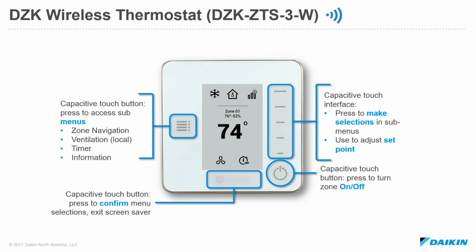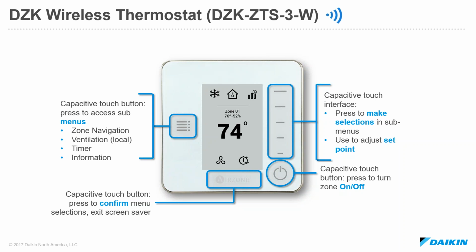So on the left side of the thermostat, there is a small button that acts as the menu button for the wireless. And this allows us to access local ventilation. That's where we can turn on and off the off timer. It's where we can access just information of the thermostat. You can see firmware, communication strength, etc. I do have a bullet point here on the screen that says zone navigation.